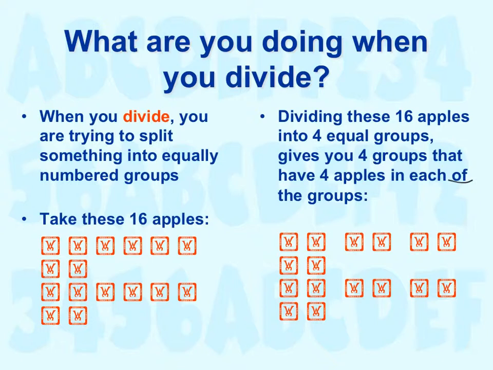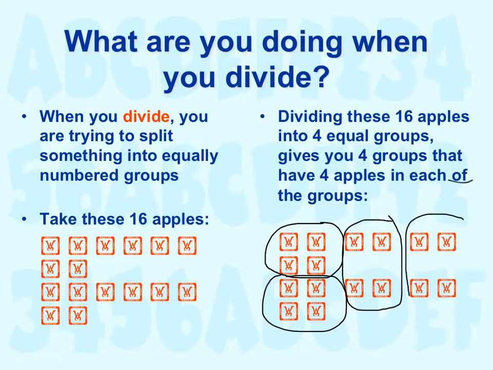So we could group them this way. There's one group of 4, 2 groups of 4, 3 groups of 4, and 4 groups of 4. So when I have 4 groups with 4 items in each group, that's going to equal a total of 16 items.